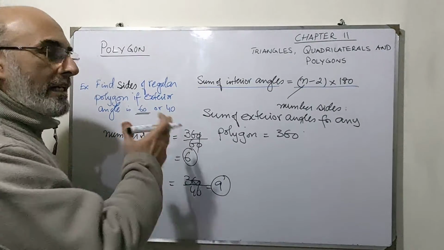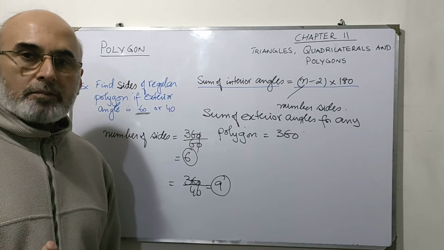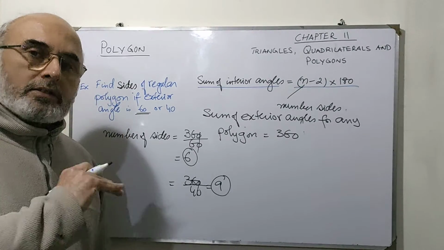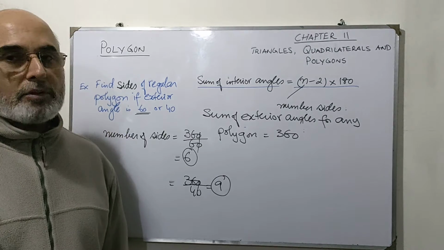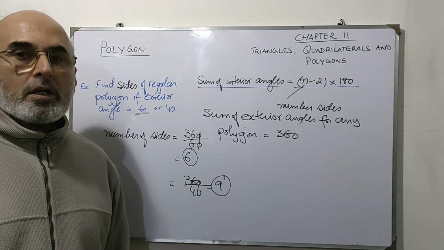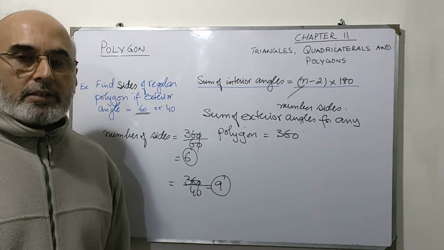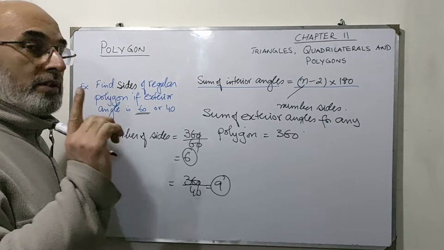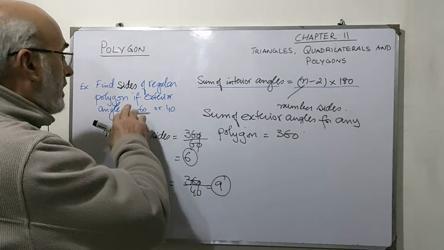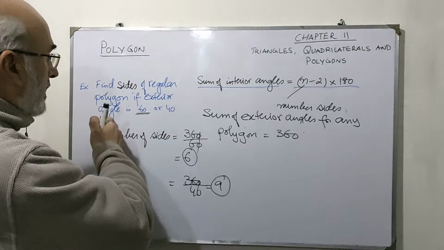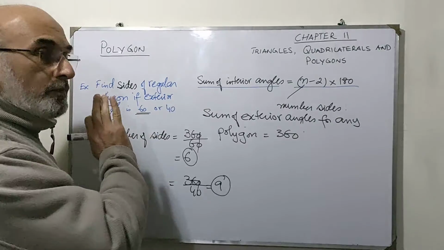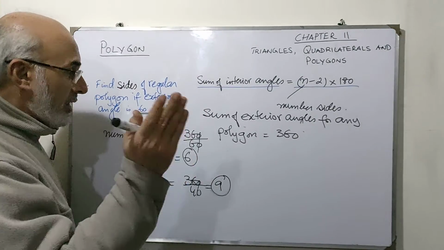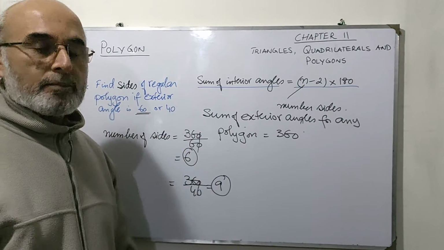So if we know any of the exterior angles of a regular polygon, we can find the sides. Why are we saying regular? Because for a regular polygon, all the exterior angles will be the same. We know that the sum for any polygon for the exterior is going to be 360, but each and every exterior angle, because it's a regular polygon, will be the same. So if it is 60, then there are 6 sides. If it is 40, then there are 9 sides.